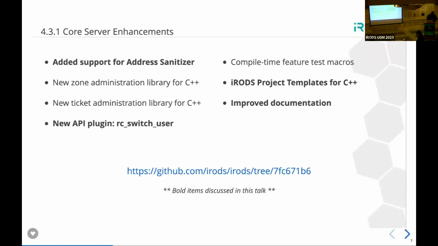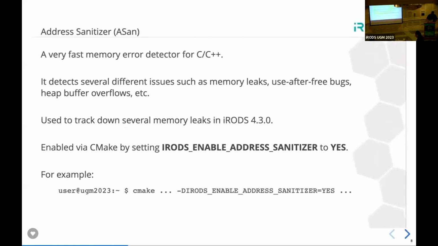So now we're going to get into the actual items that are in bold. First one being the address sanitizer. This is a very fast memory error detector for C and C++. This is something that we used in 4.3.1, which allowed us to detect memory issues that were reported in 4.3.0. And so we've resolved several memory leaks, use after free bugs, heap buffer overflows, these types of things. We're going to continue to use this tool moving forward to make the server more stable.